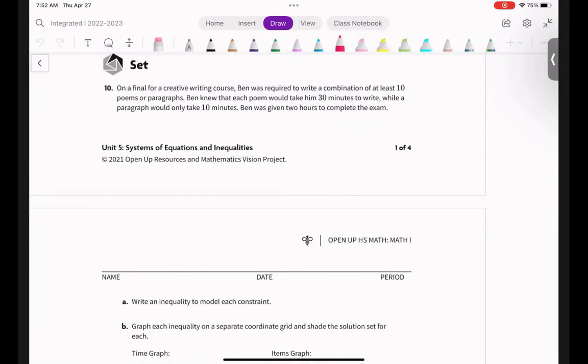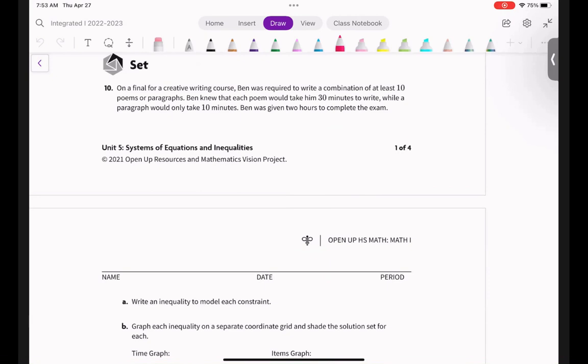We are on 5.5 Ready, Set, Go, and we're reviewing how to write inequalities from a word problem. We're also going to talk about switching the forms from standard to slope intercept, and then we're going to talk about graphing and the advantages of all that. So it's kind of a big review of a lot of things.